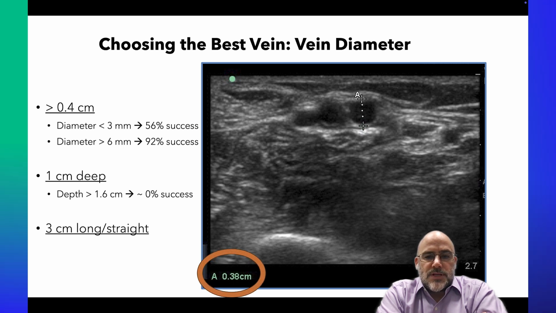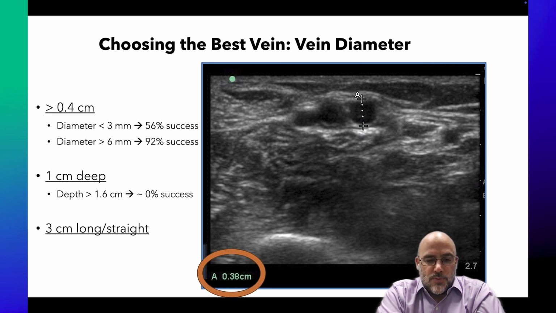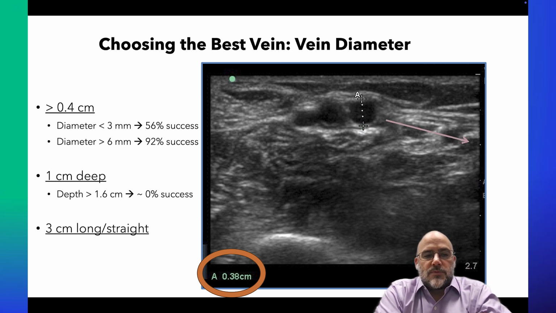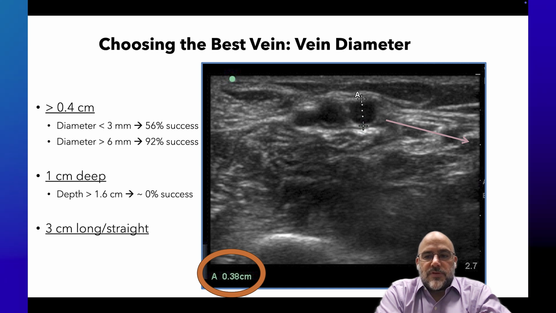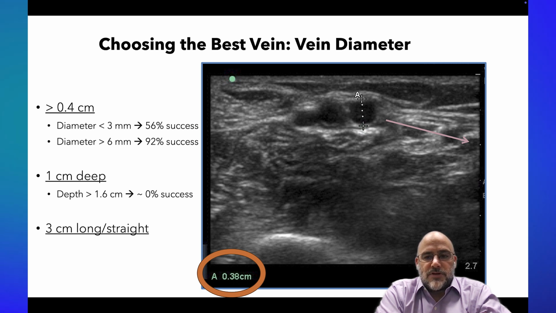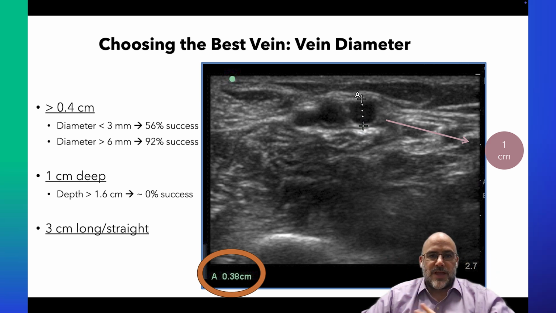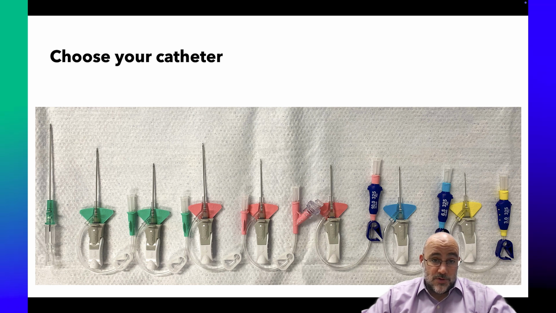We're going to choose that vein that is at about 0.38 centimeters in diameter, AP, anterior-posterior, or deep. And then we're looking to see that the depth of the vein is less than 1 centimeter, which is what we're interested in. We'd like to have enough runway of a 3 centimeter long straight segment of vein, just so we don't get into trouble there.